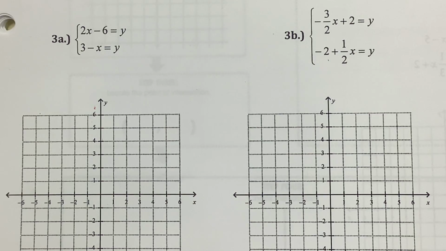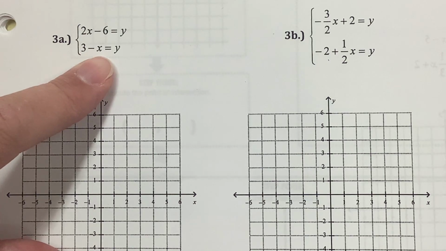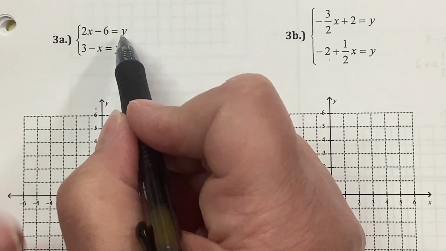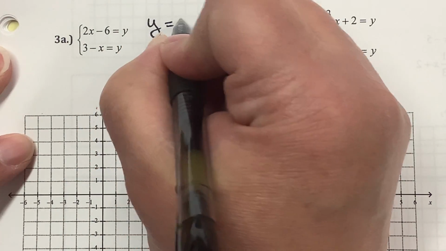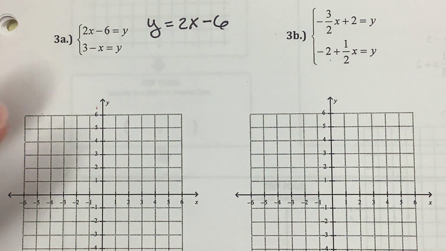Why, Bono? Why would you do that? Because look, they're not written in the right order, but these are easy enough. I just have to put the y on the opposite side. So I'm going to rewrite this one as y equals 2x minus 6. Now I got it.